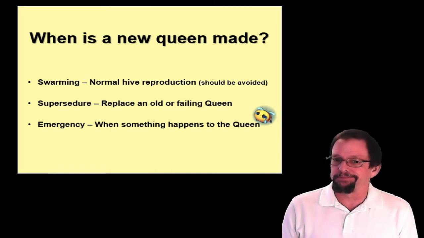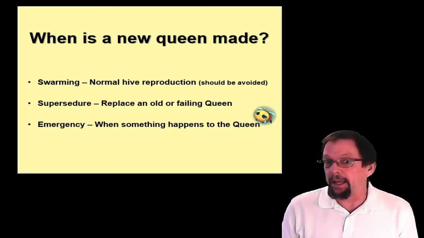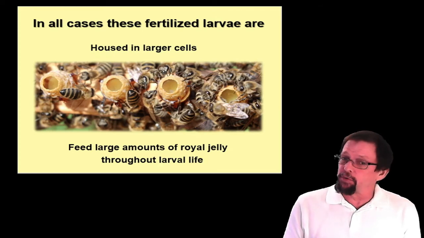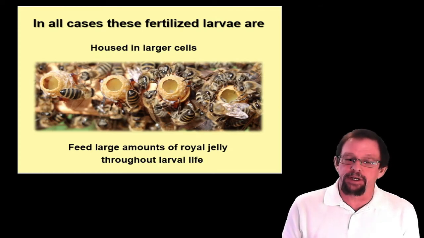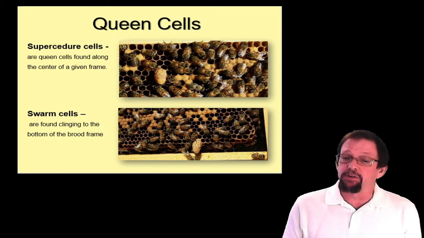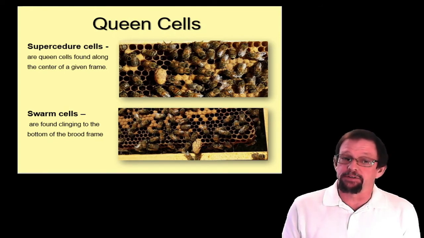They're the one that kills the queen, not keeping an eye on her: pinching her, rolling her, squeezing her, crushing her, killing her. Bad beekeeper. In all cases, these fertilized larvae are housed in larger cells and fed large amounts of royal jelly throughout their larval life. Depending on the location on the frame, you can kind of determine what type of cells these are.